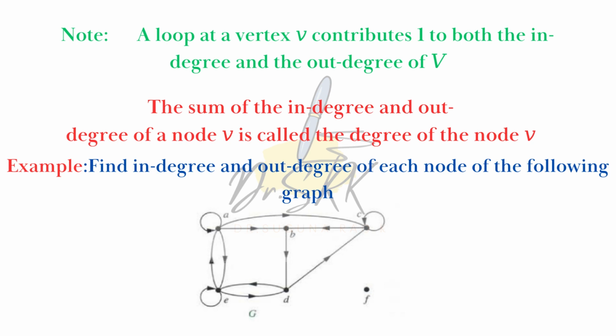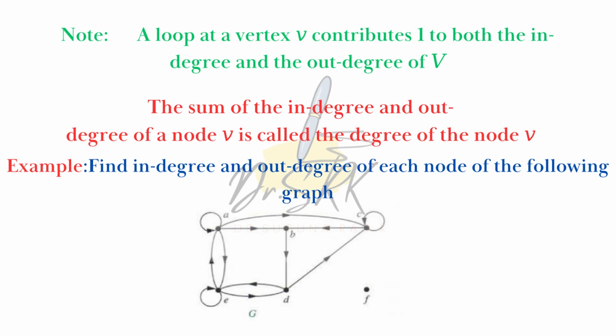Here we have the complete definition. The sum of the in degree and out degree of a node V, meaning a vertex V, is called the degree of the node. To understand this definition, we have an example: find the in degree and out degree of each node, that is each vertex, of the following graph.